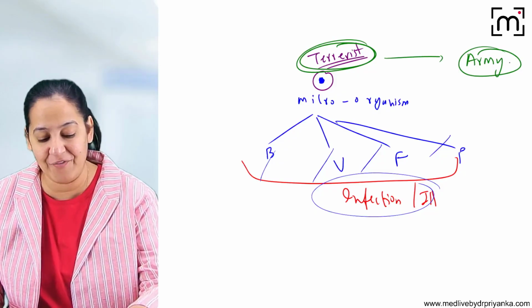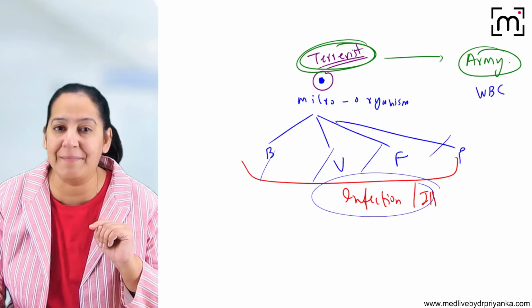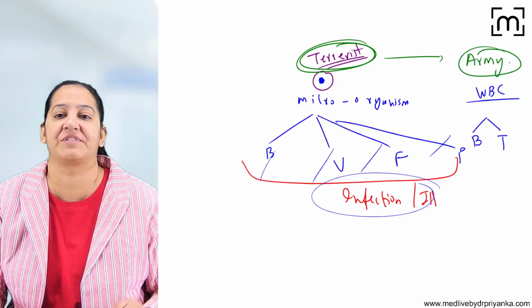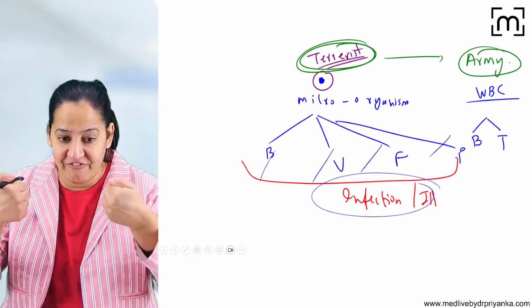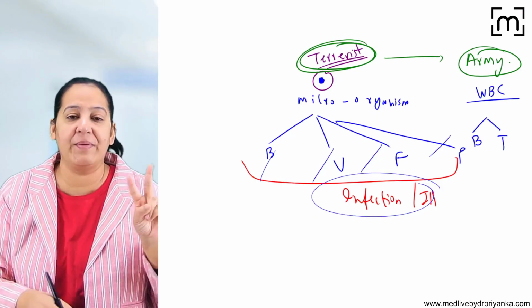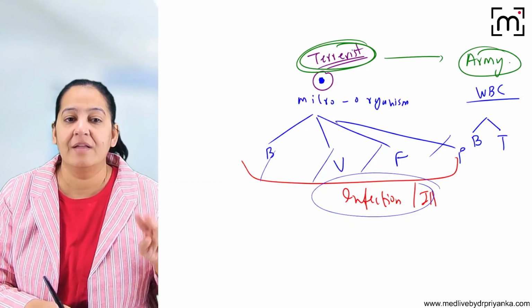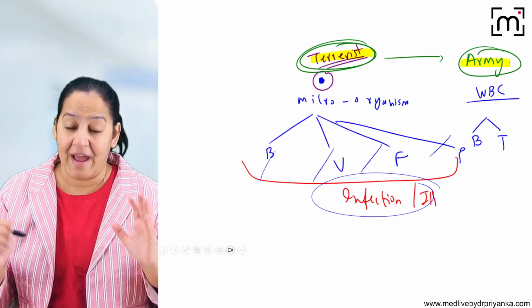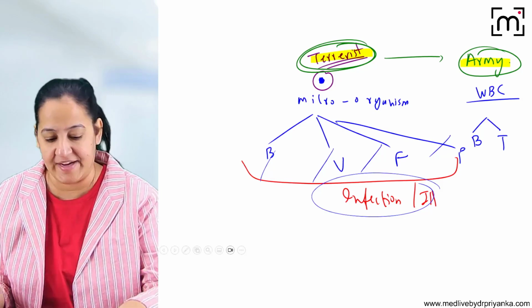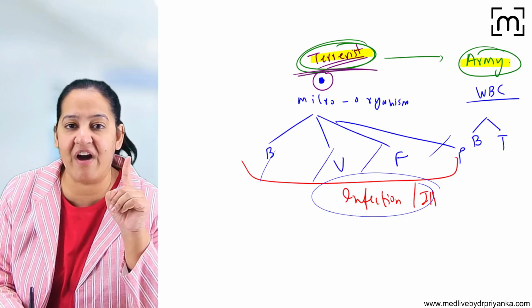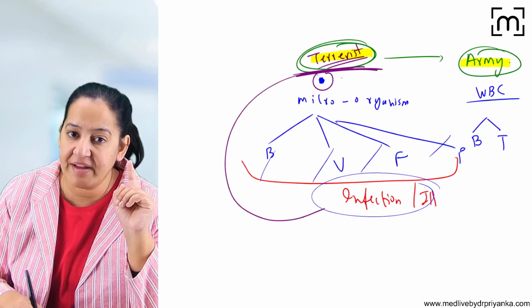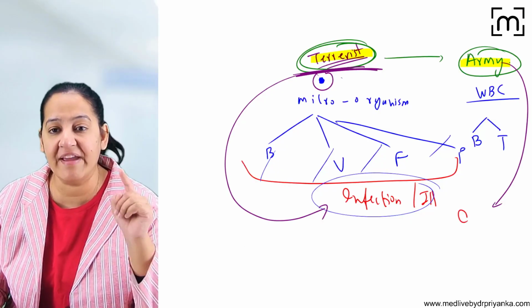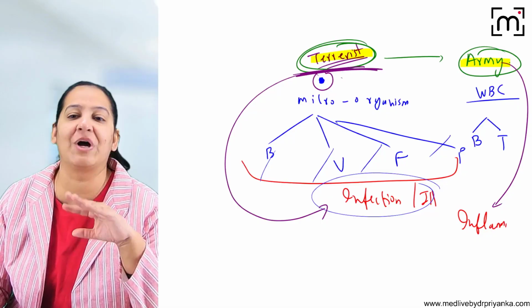So who is the army of the human body? WBCs, white blood cells. Who are the soldiers here? The 2 types of lymphocytes, B lymphocytes and T lymphocytes. These are the soldiers. So basically there is a fight between the terrorist and the army. And now it depends who is winning the fight. If the terrorist is winning the fight, the person will have infection. And if the army is winning, the person will have inflammation. That is my topic right now, inflammation.